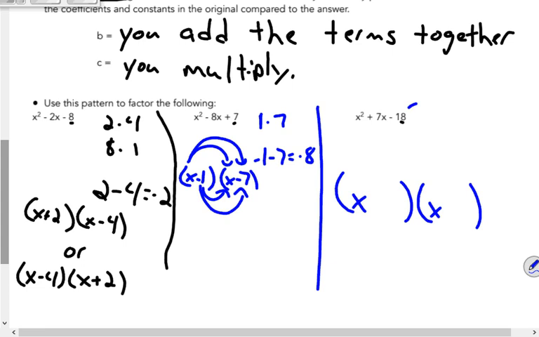Okay, so factors of 18 would have been 1 times 18, 3 times 6, 2 times 9. The factors that add up to positive 7 are going to be these ones here. So it's going to be negative 2, positive 9. If you do a quick check, a negative times a positive gives a negative, and positive 9 take away 2 gives positive 7.